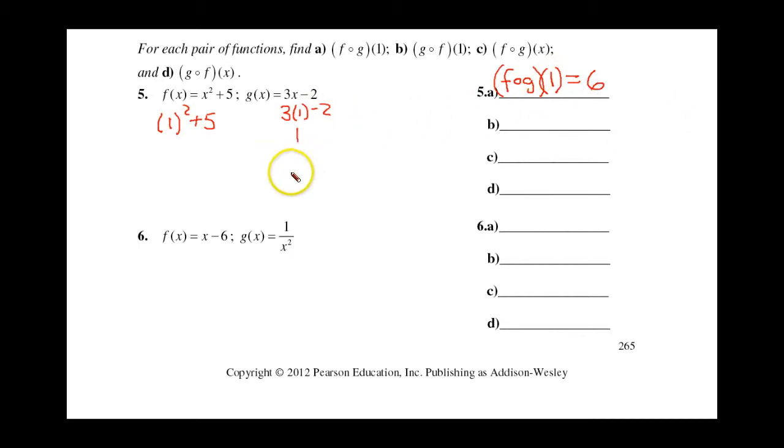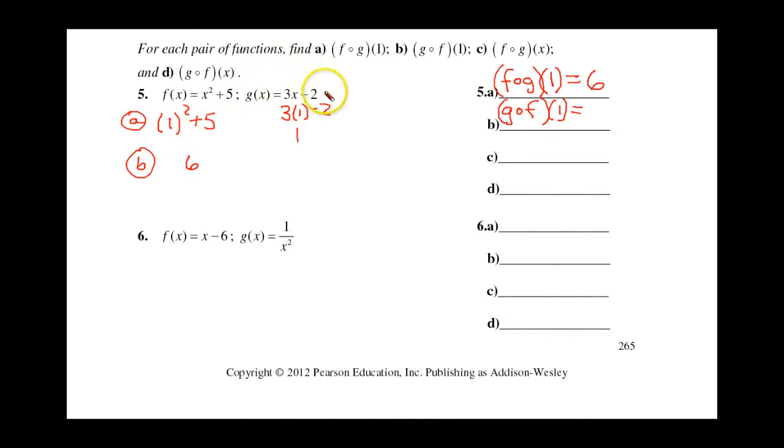Okay, let's look at the next one here. We'll leave this up. For this one, we're doing g composite with f. And we're still using the 1. Now, this time we put the 1 in there. So the 1 squared is 1 plus 5. Well, this is going to be a 6. This was A, and this was B.